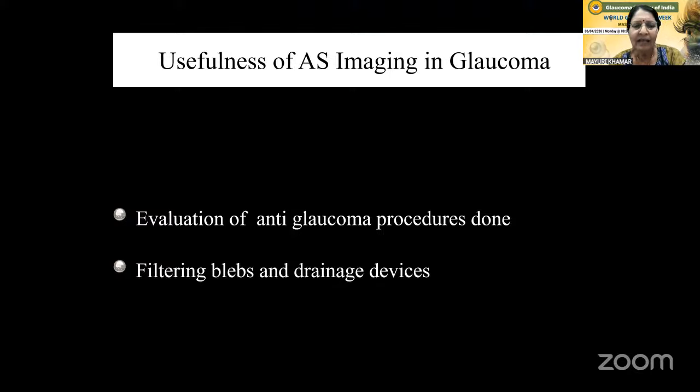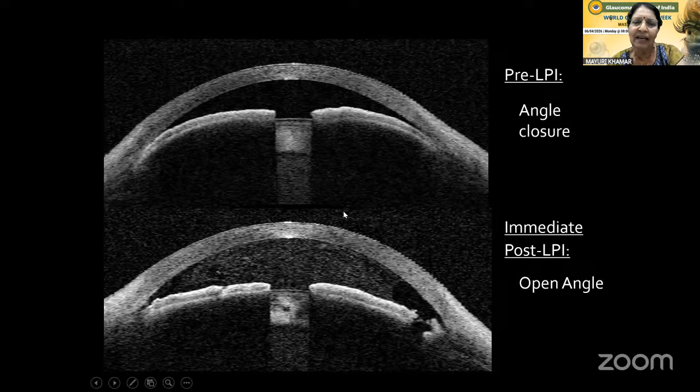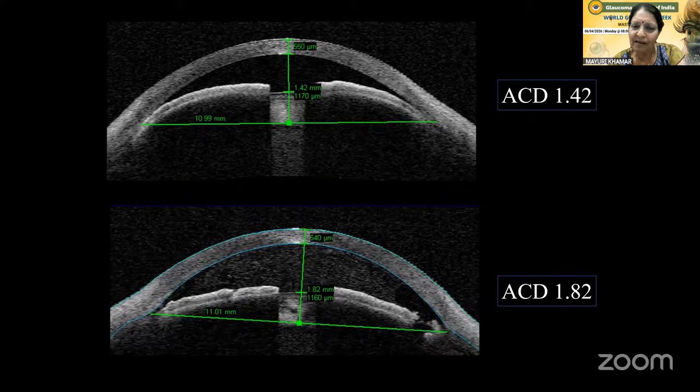So lastly, evaluation of the procedure that you have done. This is a case just before the PI, a very shallow chamber, and immediately after PI, you can see the gush of the aqueous coming anteriorly and opening of the angle with an increase in the depth of the angle that can also be calculated.